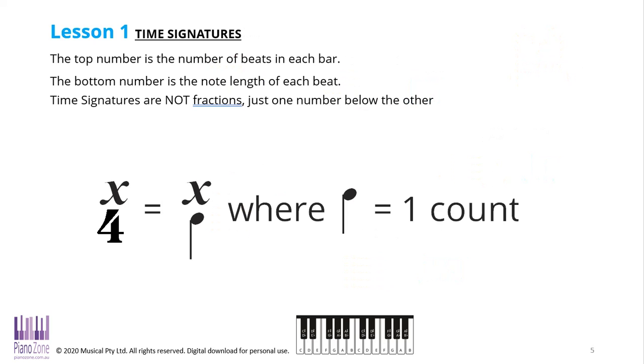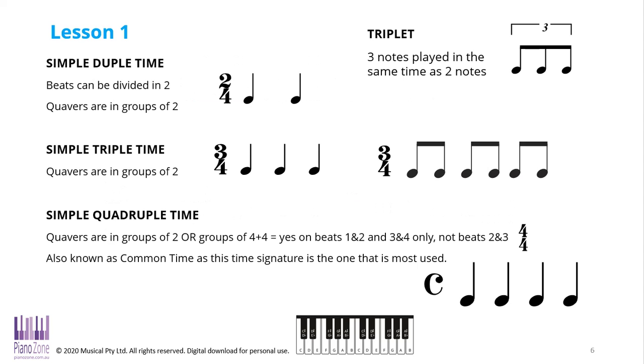All of those notes are then joined together to add up to a certain number, and this is where time signatures come in. The top number tells you how many beats will be in each bar, and the bottom number tells you what type of beat. Time signatures are not fractions, just one number below the other.